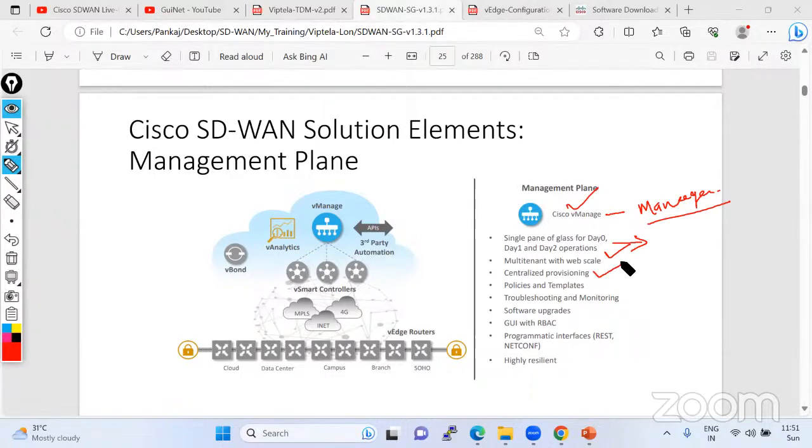Centralized provisioning means, because it's a single device, sitting on the vManage you can do every work. You can do the troubleshooting, the configuration, any kind of checks, logs, reporting. So it's just centralized provisioning. No need to jump.